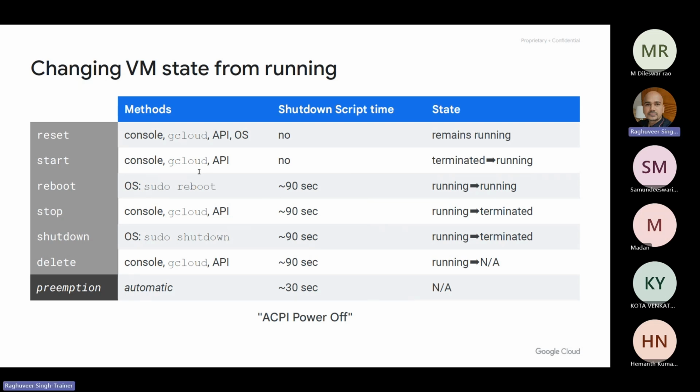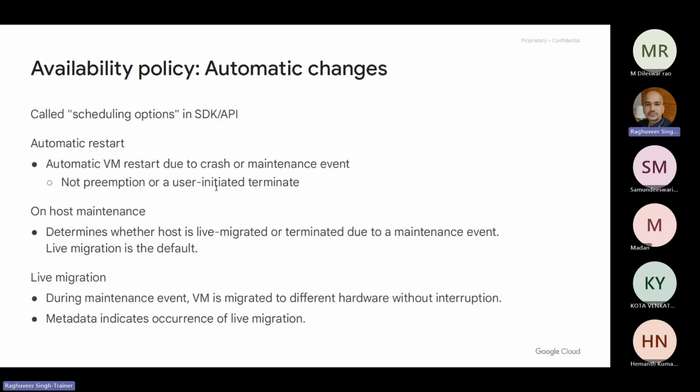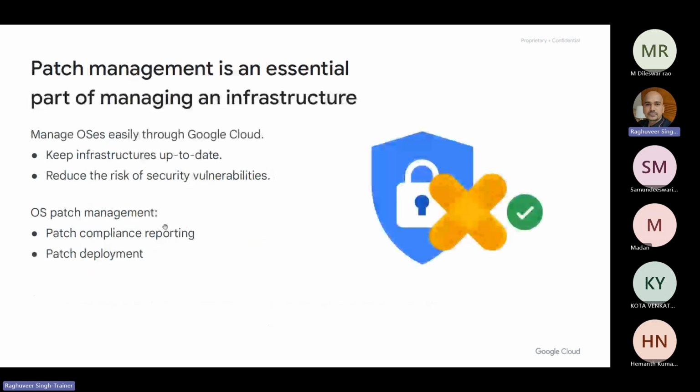Okay, then changing VM state from running. So it basically shows you that you have multiple methods through which you can perform the VM reboot, restart, and all those capabilities, which are very much available with the virtual machines. Okay, then availability policy. You have some availability policies in the VM wherein you can configure automatic restart, host management, live migration. We'll discuss that.